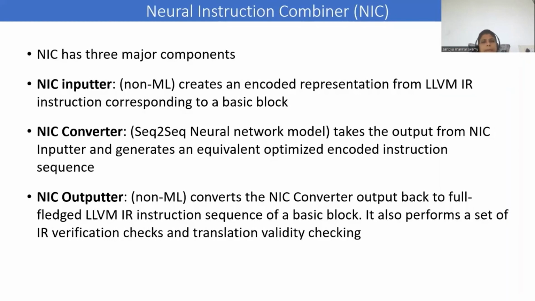The NIC outputter also does a number of IR verification checks and verifies the validity of the translation, so as to ensure that the generated translation is semantically equivalent to the source instruction sequence. And we do this using an external translation validity tool called Alive2. So these are the three major building blocks for the neural instruction combiner, and we'll talk more about them subsequently.